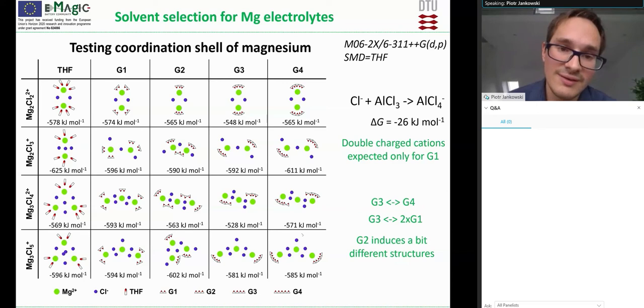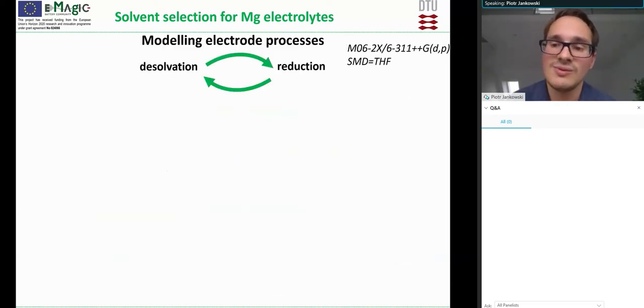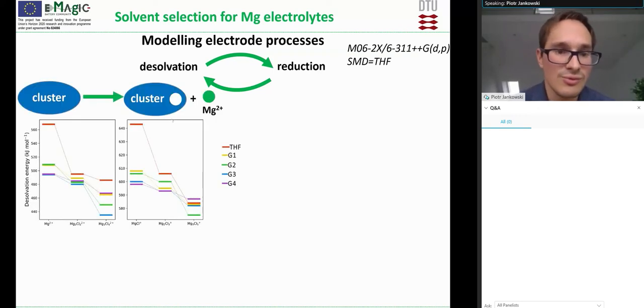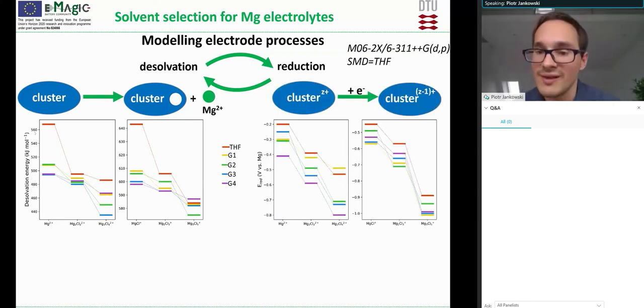But the most important thing is to see what the connection is between these structures that we generated, that we think are most stable, and the electrode process. At the electrode, we have two processes happening: solvation and reduction. These two processes overlap each other, but in calculations it's very difficult to treat them at the same time. We can do a calculation for desolvation, just removing magnesium, and also a calculation for reduction, adding one electron to the system.